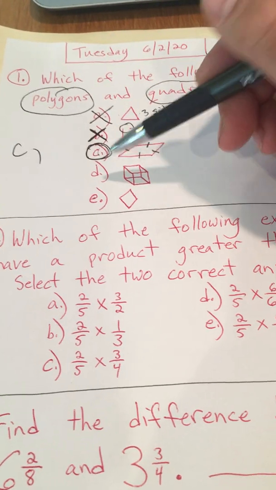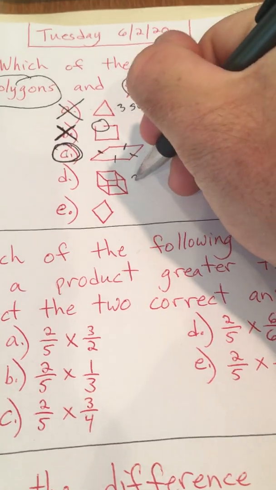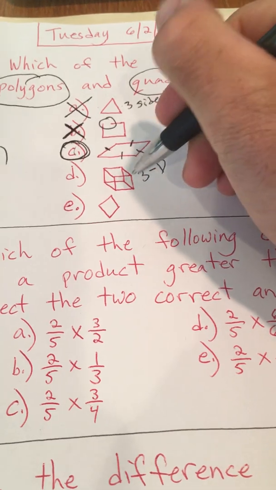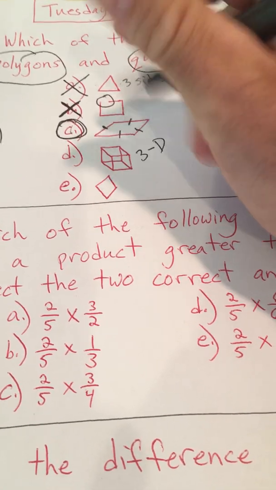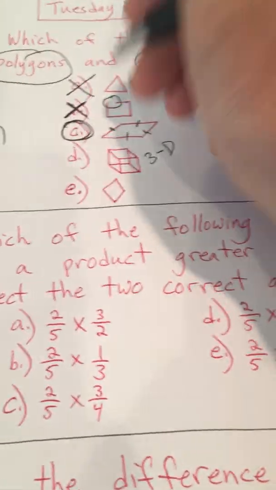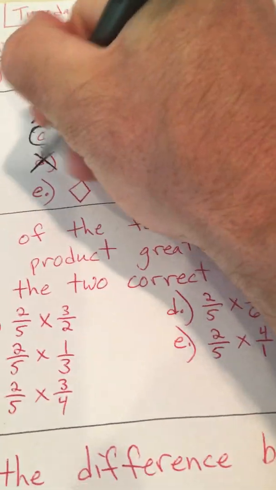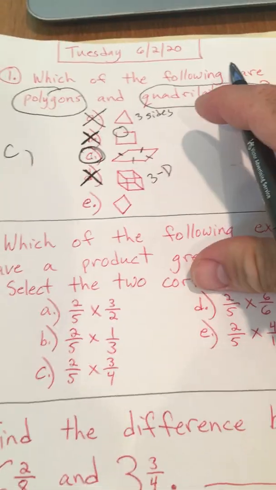Now D is not a polygon because it doesn't have two dimensions. It needs to be a closed shape that's two dimensions. This is 3D. See how there's three dimensions: length, height, and then width, like how thick it is, how wide it is. That's a cube, so it cannot be correct because it's not a polygon. It's 3D.